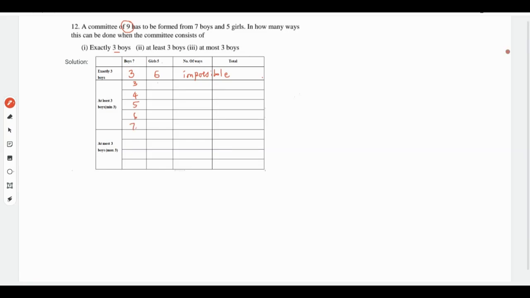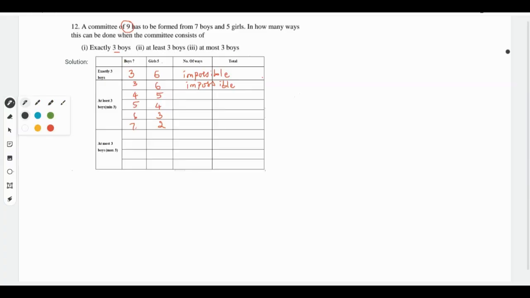If it is 3 boys, we should have 6 girls. If it is 4, it should be 5. If it is 5, it should be 4. If it is 6, it should be 3. If it is 7, it should be 2. So here the first one is impossible. We cannot find the committee for 3 boys and 6 girls. We can do it for the next one.